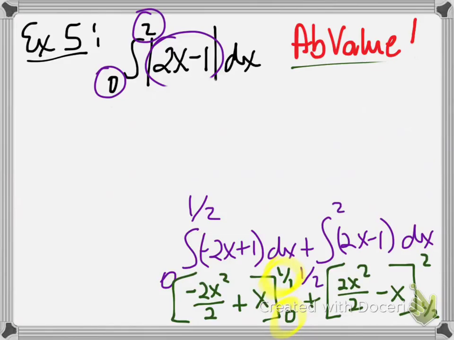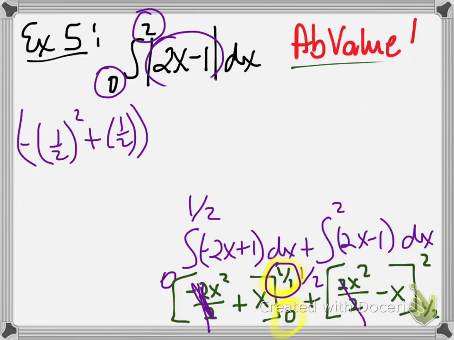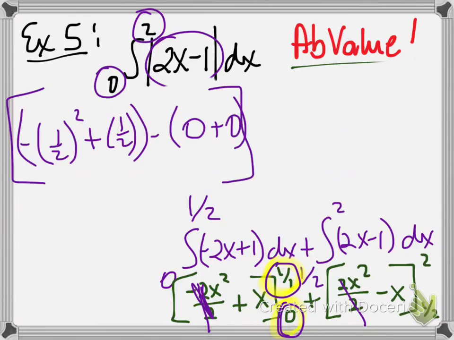Okay, so I have negative 2x over 2. The 2's are going to cancel in both places, so when I plug in 1/2, it's going to be 1/2 squared, because the 2's are gone. Sorry, there should be a negative on the outside. Plus 1/2, minus, plug in the 0, so that's going to be 0 squared, which is, of course, 0, plus 0. So that's the first grouping.